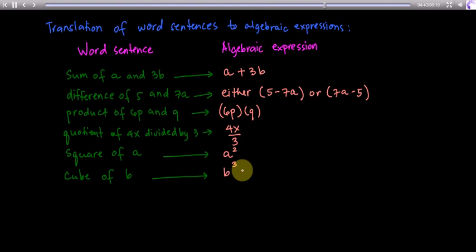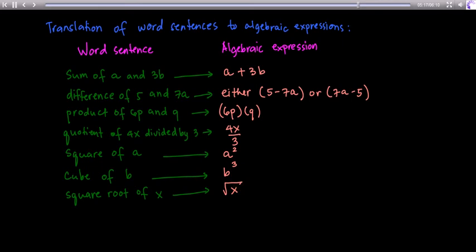Next, let us have square root of x. How could we write the square root of x? The symbol for square root of x is x inside this radical sign. So this is the square root of x.